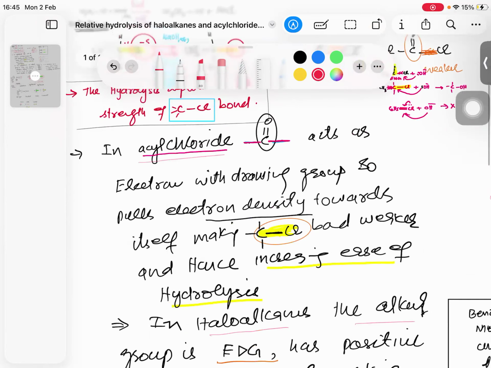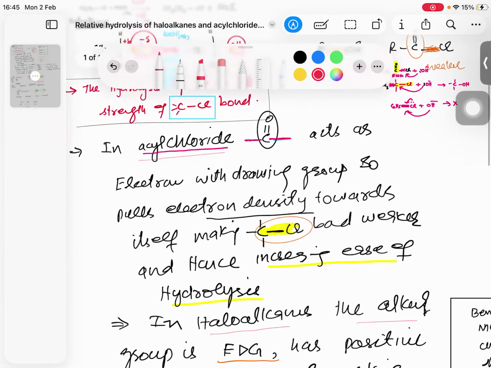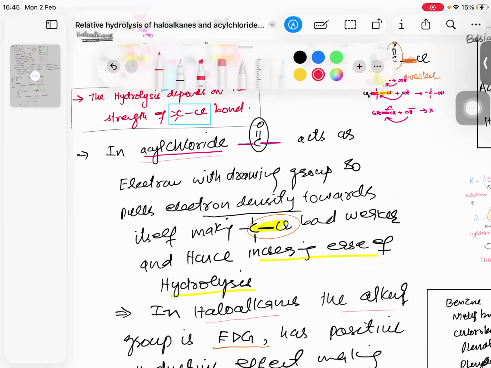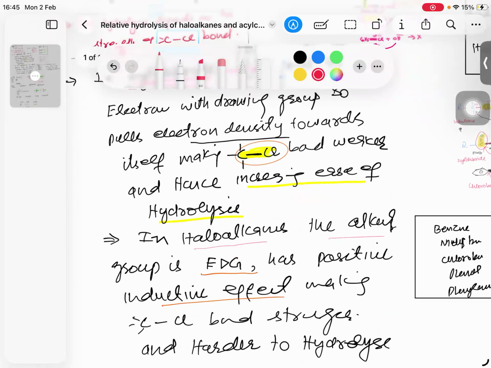In acyl chloride, I'm dictating: C=O acts as an electron withdrawing group, so it pulls electron density towards itself, making the C-Cl bond weaker, hence increasing ease of hydrolysis. Next, write: in haloalkanes, the alkyl group is an EDG, has a positive inductive effect, making the C-Cl bond stronger and harder to hydrolyze.